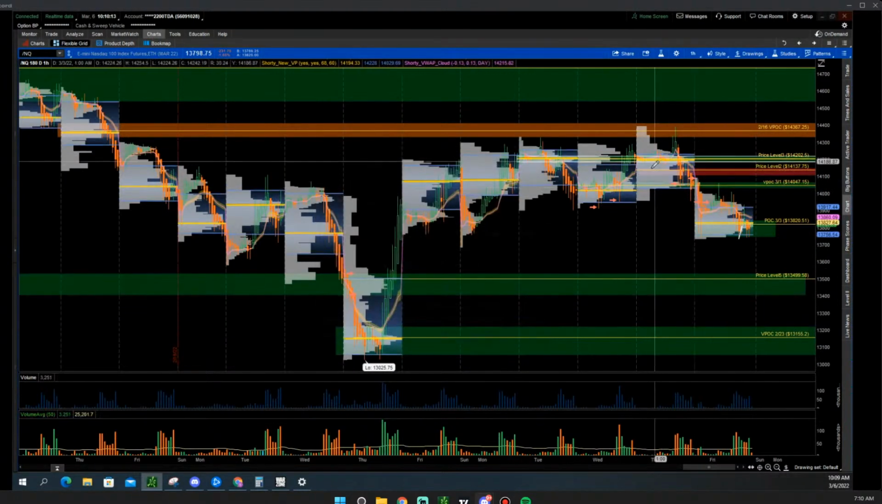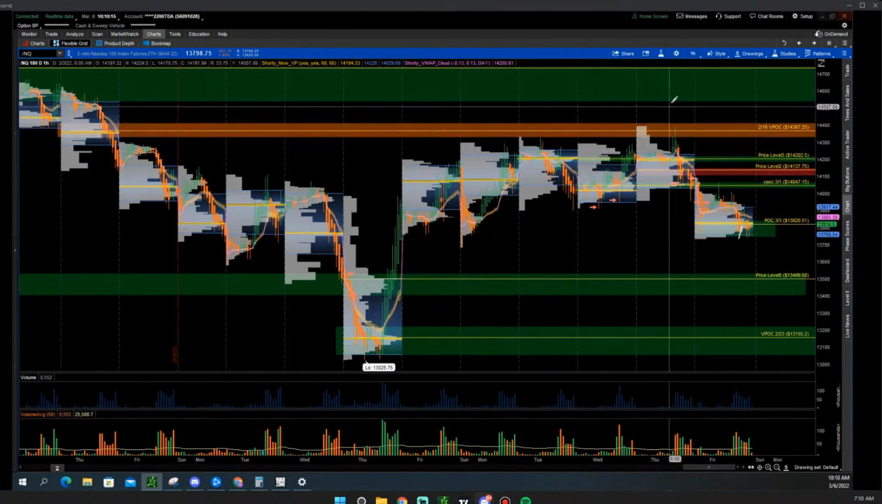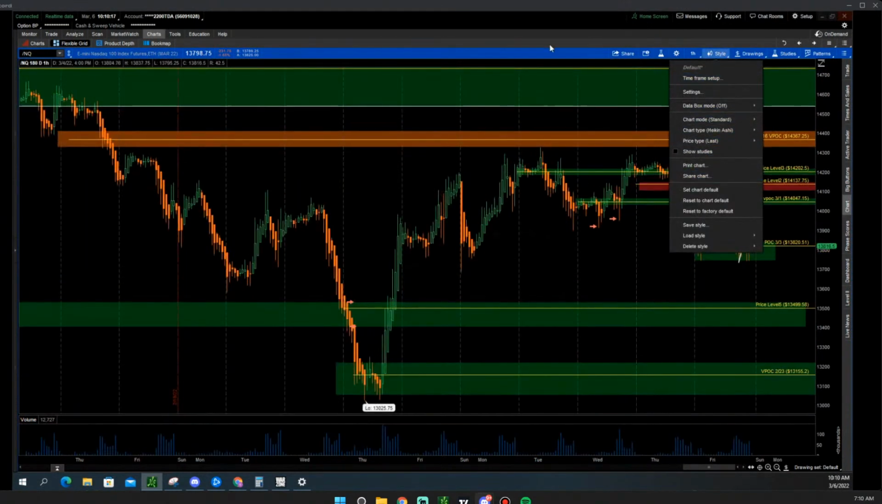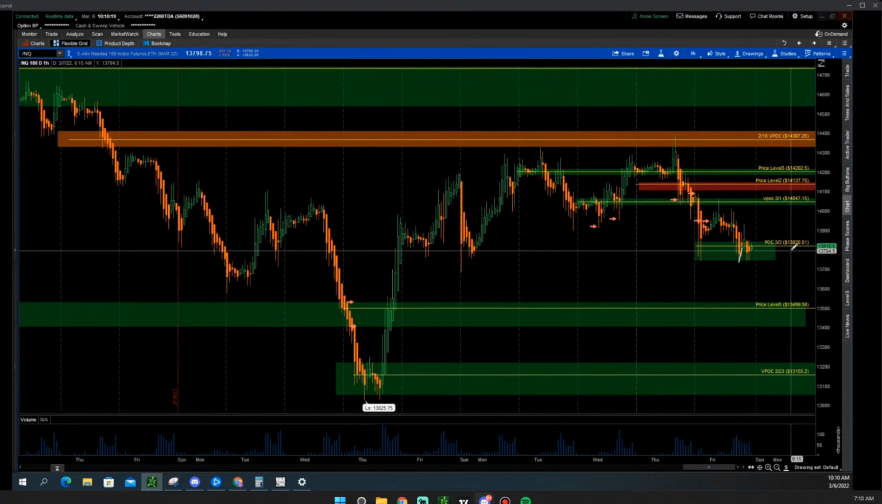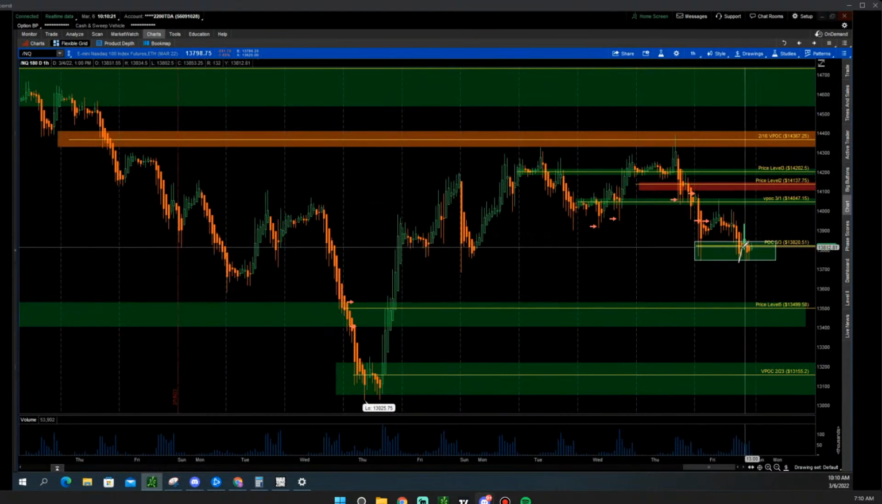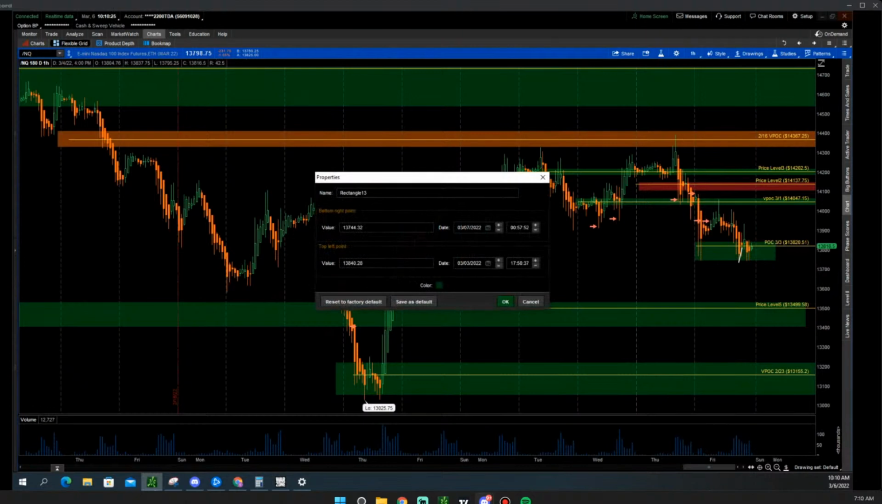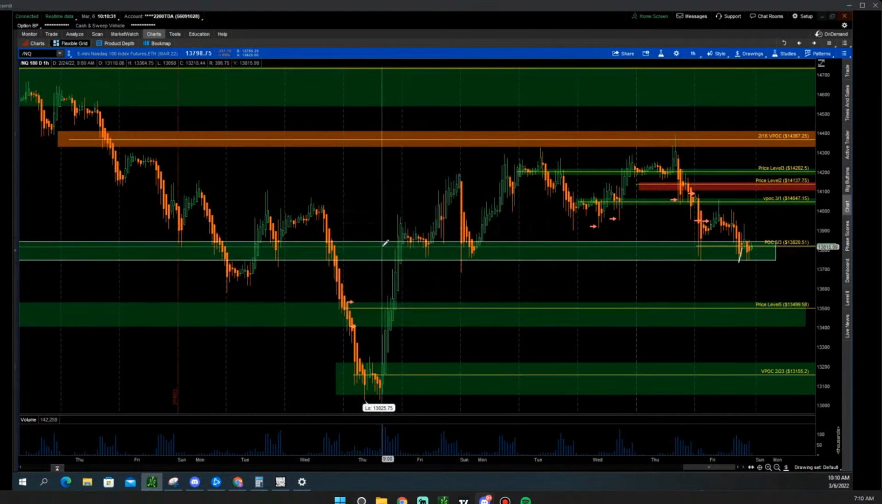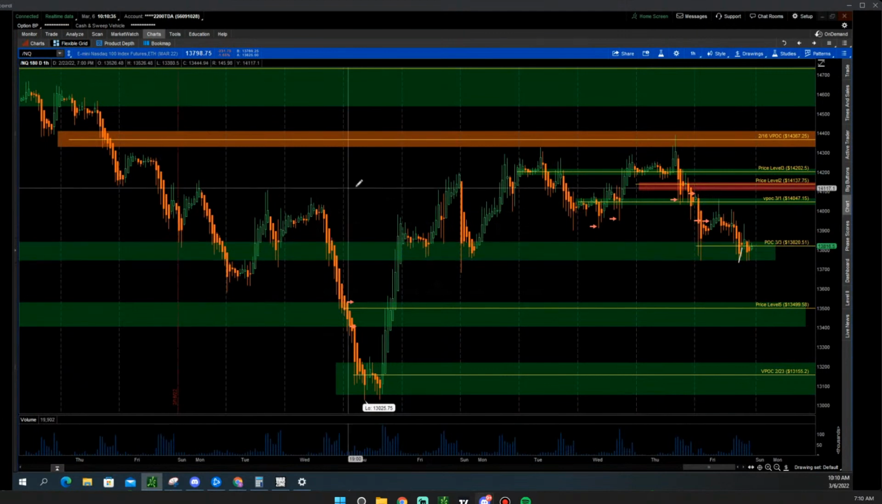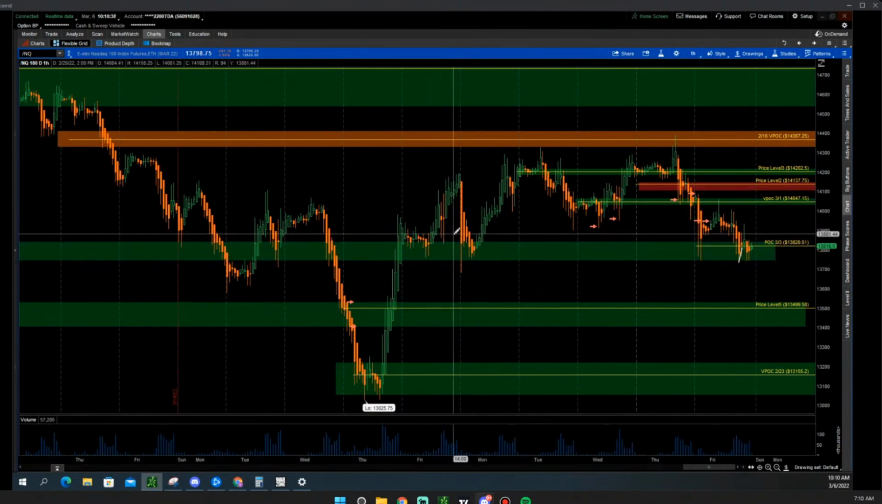This was a 216 VPOC. It came back, rejected it, and then you see now that we have this POC here. We have this demand zone that's created, and if I was to extend this, let's just move it. So you see here that this demand zone, if I retro back, you can see that it's working at this level.